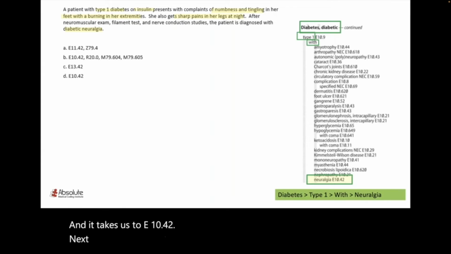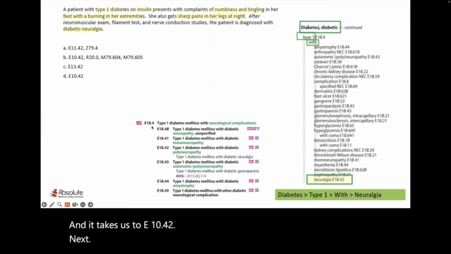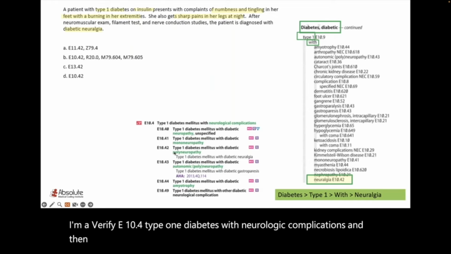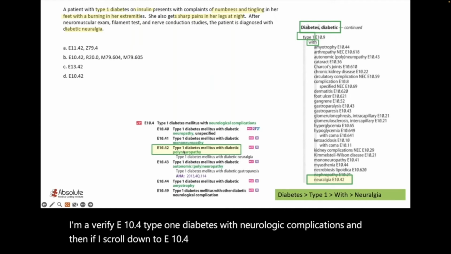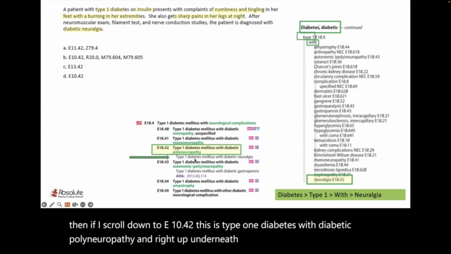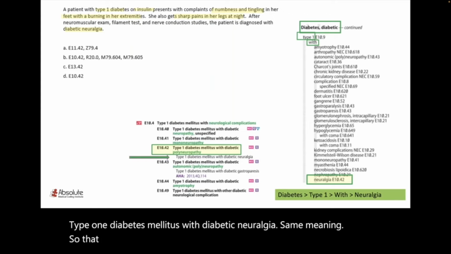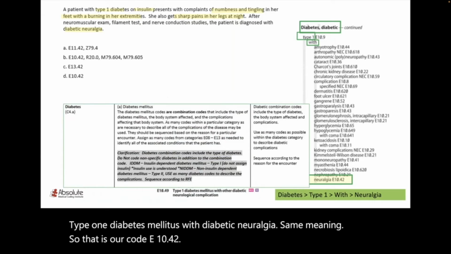Next, I'm going to verify E10.4, type 1 diabetes with neurologic complications. And then if I scroll down to E10.42, this is type 1 diabetes with diabetic polyneuropathy. And right up underneath that, type 1 diabetes mellitus with diabetic neuralgia. Same meaning. So that is our code, E10.42. And we have a guideline.